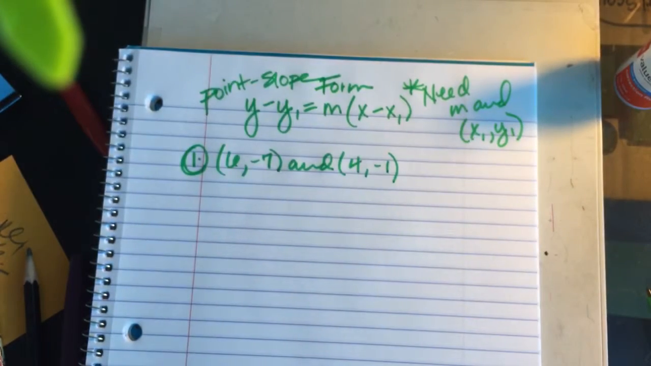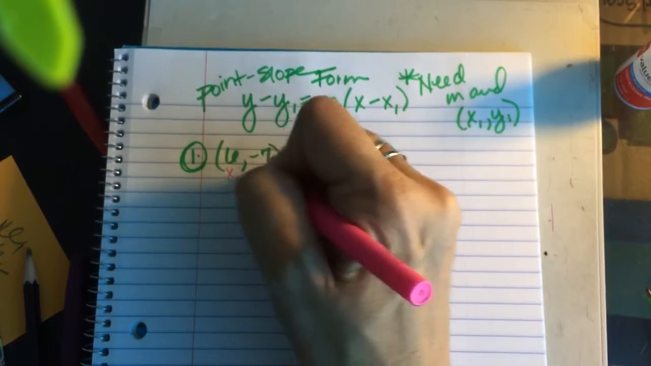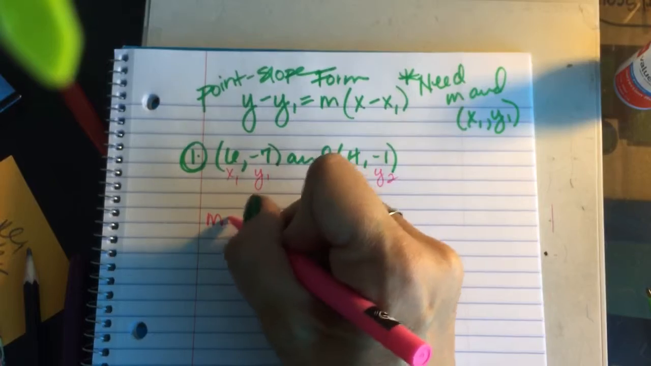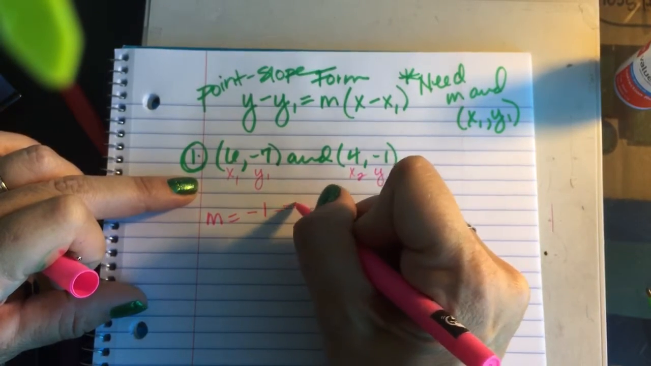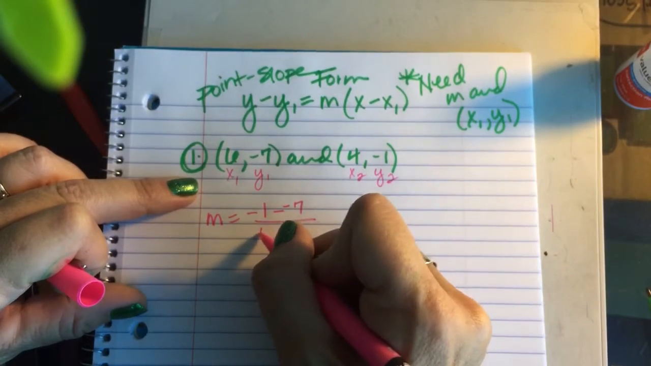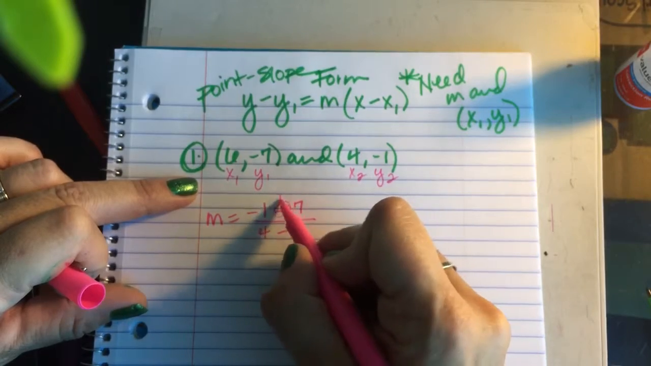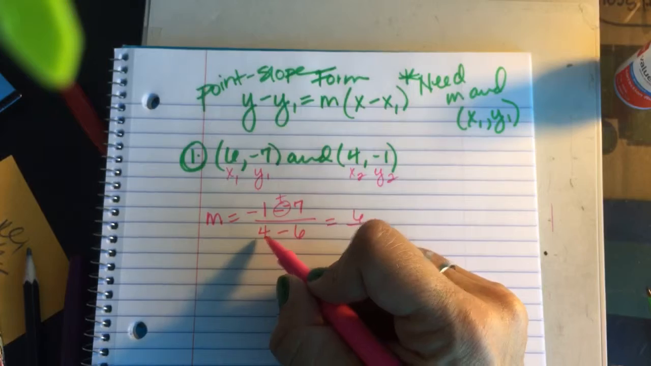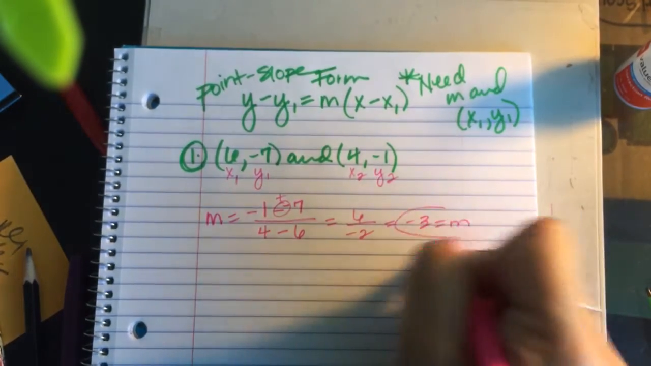So if it has to be in point slope form, the very first thing I need to do is actually calculate what the slope is. So x1, y1, x2, y2. Slope is found by taking the difference in the y values, -1 minus -7, over the difference in the x values, 4 minus 6. This is going to give me a plus up here, -1 plus 7 is going to give me 6. 4 minus 6 is going to give me -2. The slope of this line is going to be -3.